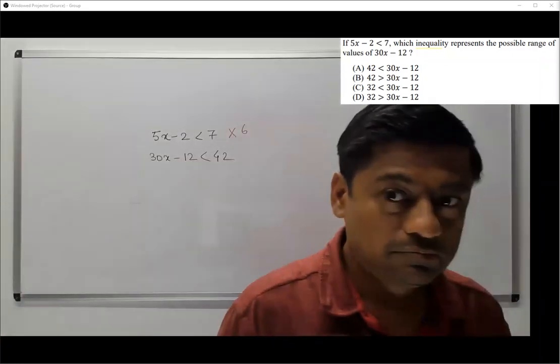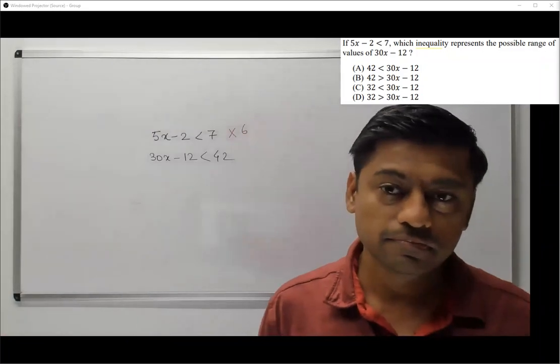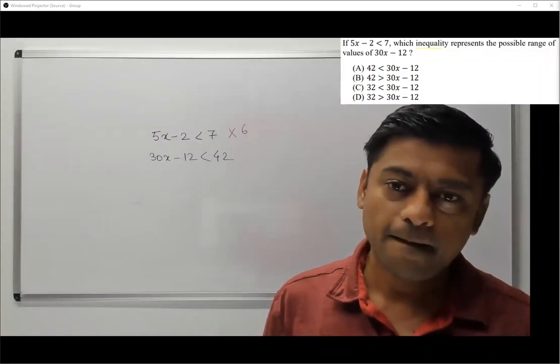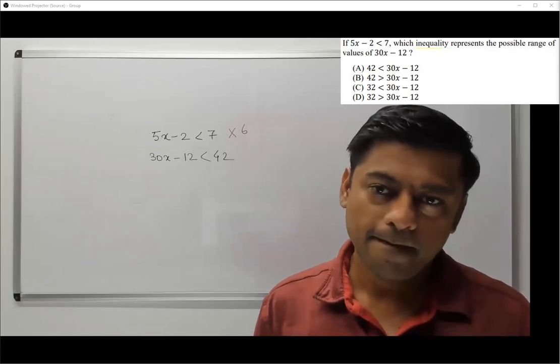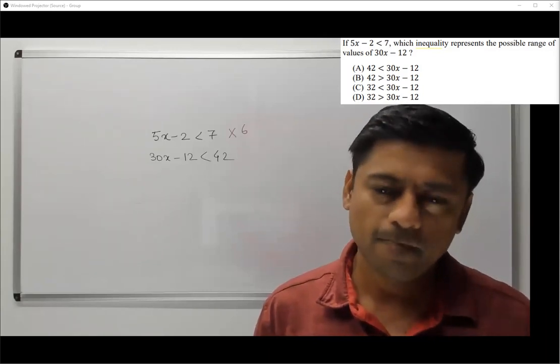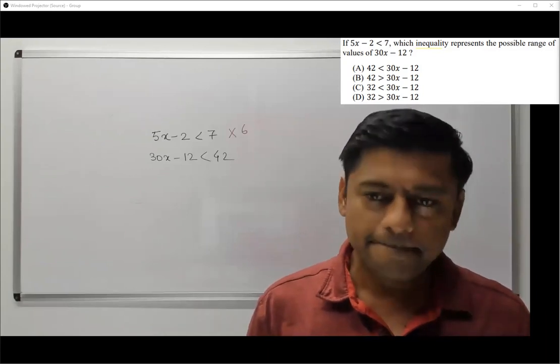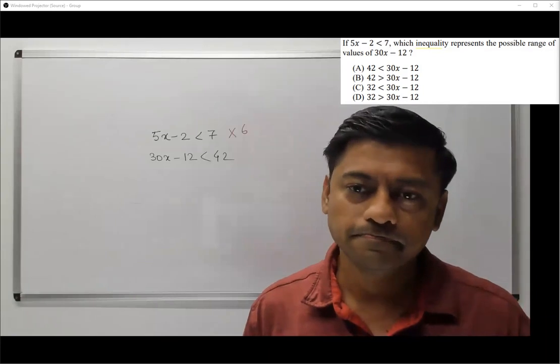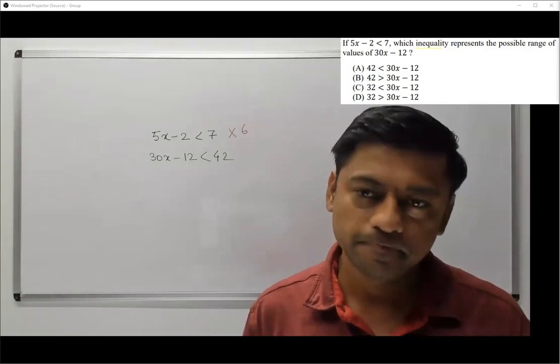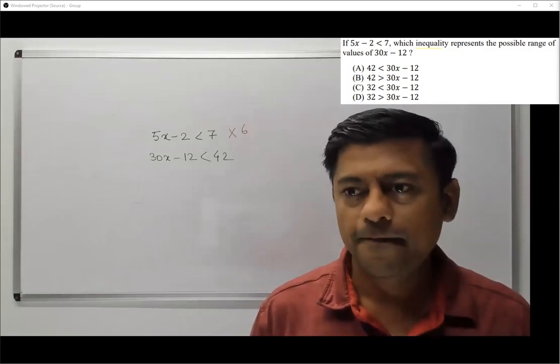And then looking at our answer choices, we see first we have 42, and then 32. So we can automatically cross off C and D since 32 is not an option. And then since 42 is coming first and then the 30x minus 12 is coming next, we have to switch the sign and the values. So then it would become 42 is greater than 30x minus 12, which was B.